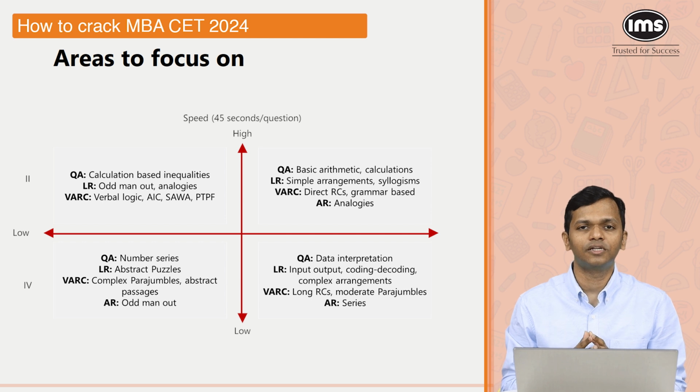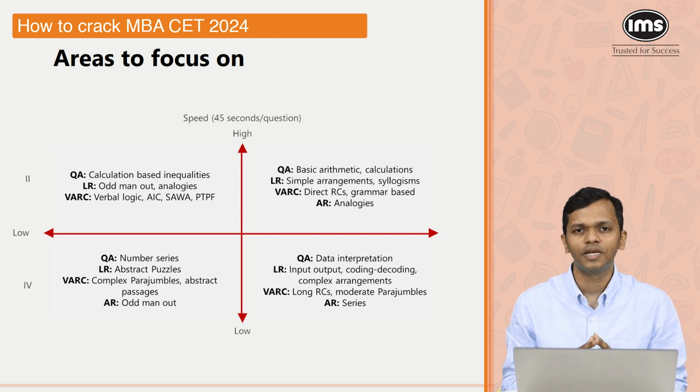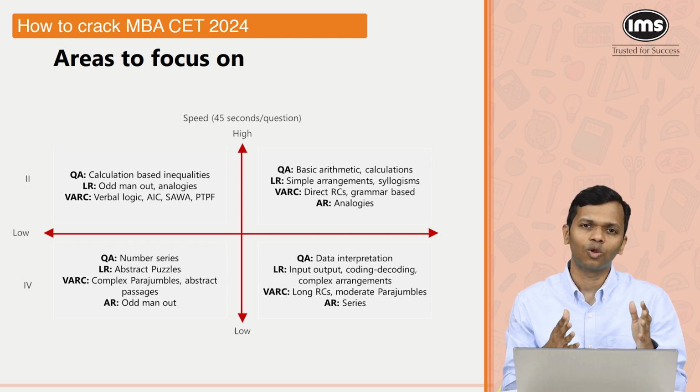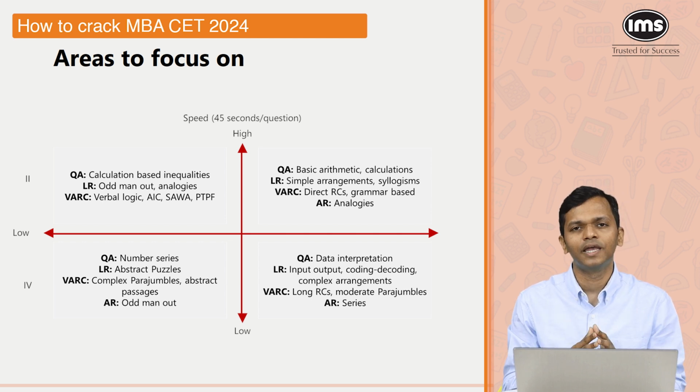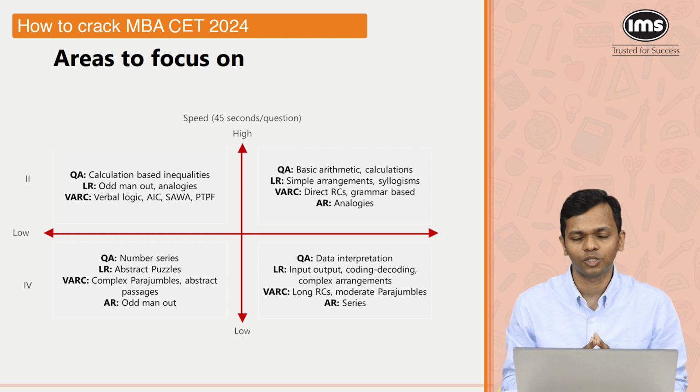Now typically in CET, parajumbles are of 2 types. You have one type wherein you have 5 sentences and you have to arrange it. And sometimes you have one long paragraph and the middle 5 or 6 are jumbled. And then they ask you to find which will be the first, the third, the fifth sentence, and so on, when arranged in a coherent manner.